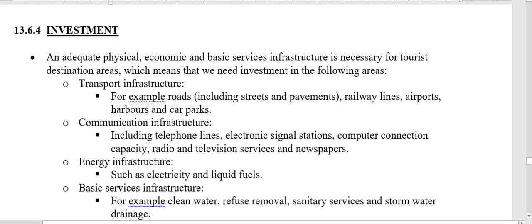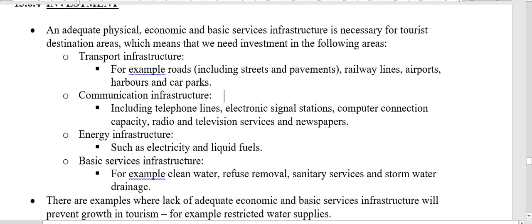Okay, the next aspect of the economy that tourism can affect positively or negatively is investment. Okay, in terms of investment. So how does tourism affect investments in the country? All right, as I said just now, we need basic infrastructure in order for tourists to come. All right, so all of our tourist destination areas, the areas that the tourists tend to visit, those areas need an adequate supply of physical, economic, and basic infrastructure.